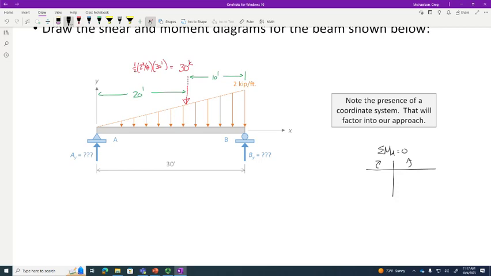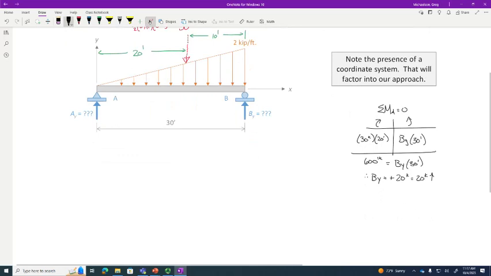Okay. So summing moments at A, I've got 30 kips times 20 feet has got to be balanced by BY at a moment arm of 30 feet. So 600 foot-kips is BY times 30 feet. So therefore BY is plus 20 kips, which is 20 kips upwards. And so if that's 20 kips, then summing forces in the Y direction makes AY 10 kips upwards. Is that fair? That part should be easy.